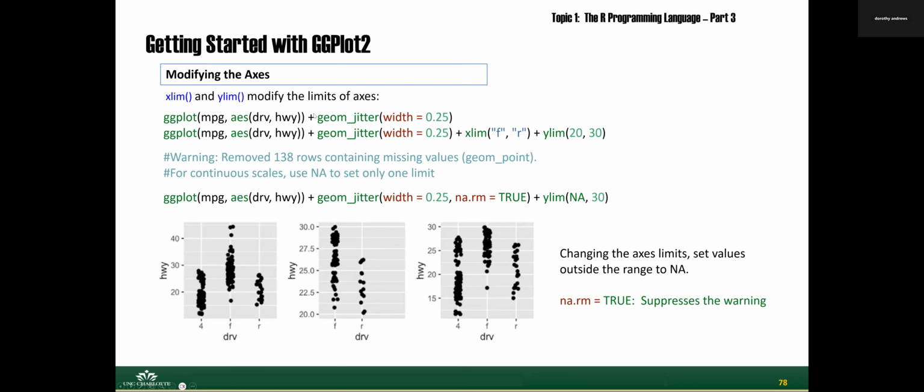Again, this one shows you how to modify xlim. Lim means to limit what you put on the x-axis, and ylim means to limit what you put on the y-axis. So for xlim, I only want to see front wheel cars and rear wheel cars. And so you can see we went from showing all three to limiting it to just front wheel and rear wheel.